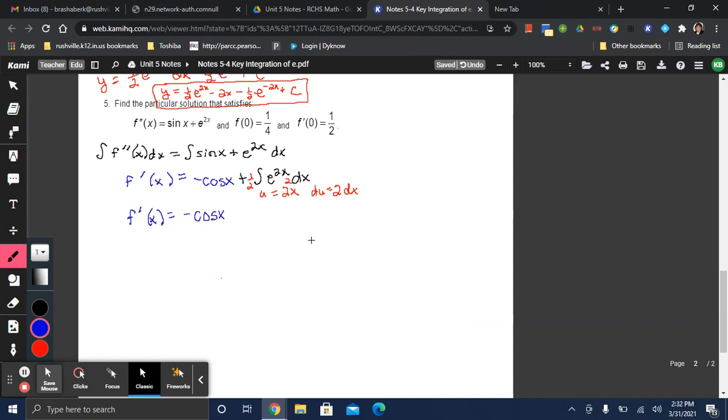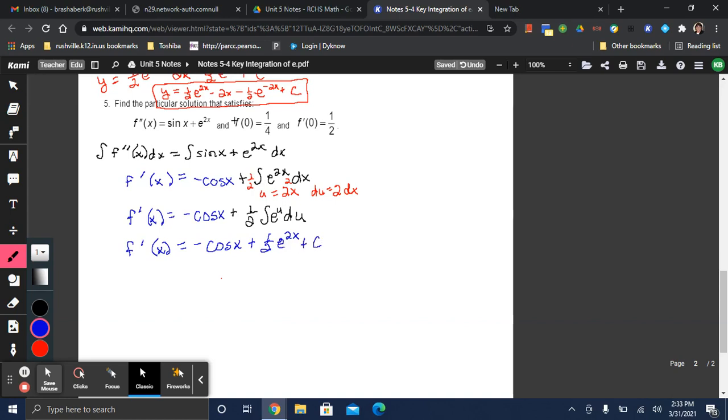And then, if we slow down here a little bit, we'll have the plus 1/2 times the integral of e to the u du, and then integrating that, negative cosine of x plus 1/2, and it's its own antiderivative, so it'll end up being e to the u, and I think you could handle going ahead and substituting in that value for u. So e to the 2x, make sure you know that's an e, and then plus c.